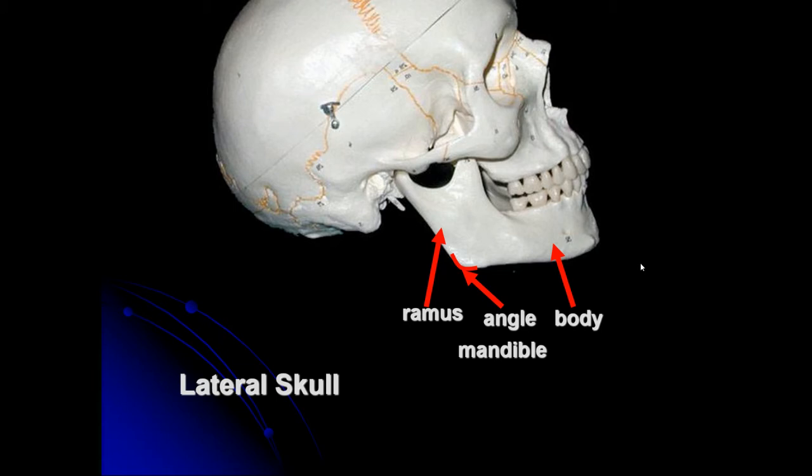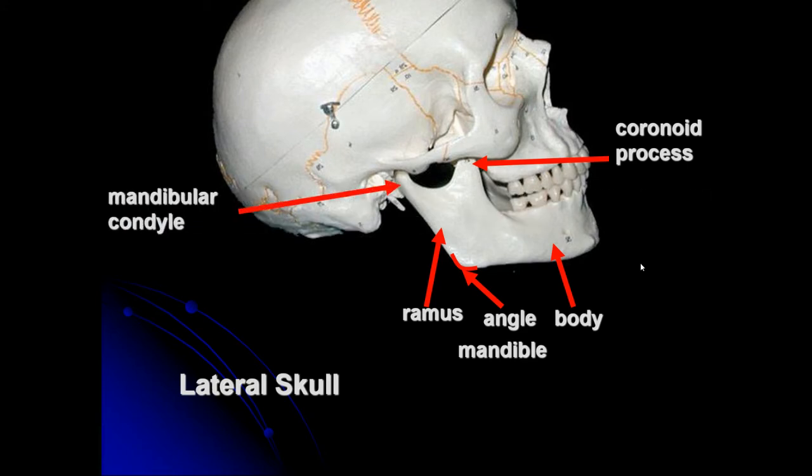If we follow the ramus all the way to the top, we can see that it splits, and there are 2 processes that are formed. One is anterior, and it's kind of pointy. That's called the coronoid process. One is posterior, and it's rounded, and that's called the mandibular condyle. There's also this dip or cutout between the 2. A dip or a cutout at the edge of a bone is usually called a notch, and so this is the mandibular notch.